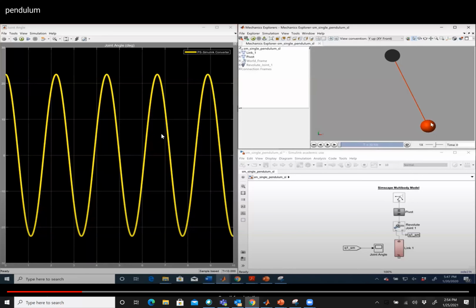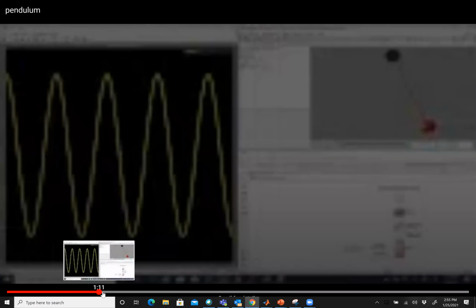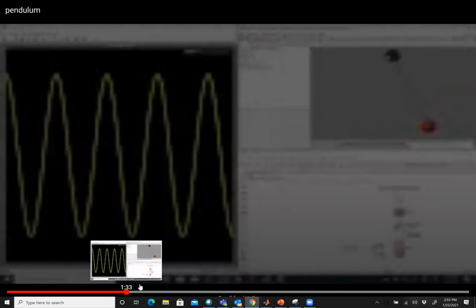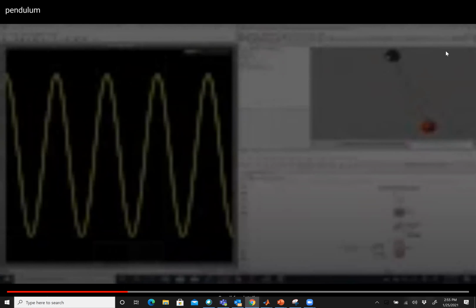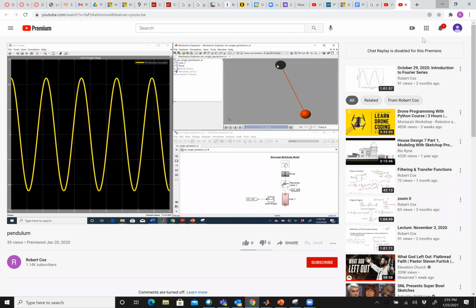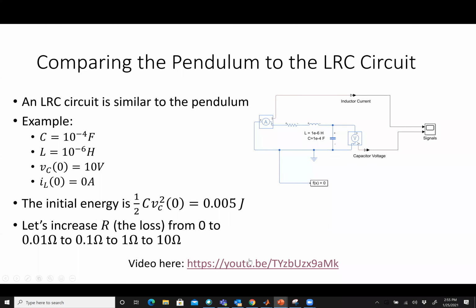What this also says is that if I have no losses in this system, then essentially the currents and voltages can go on forever, right? Basically energy just keeps getting sloshed back and forth. All right, now I started out with the pendulum model, right? But it's basically the same thing if I have a circuit.